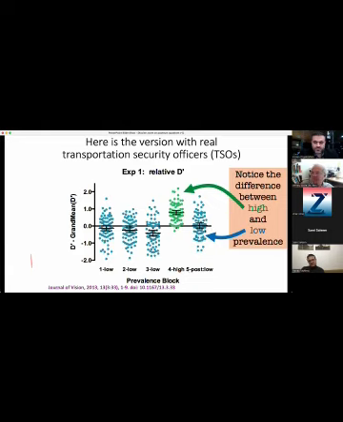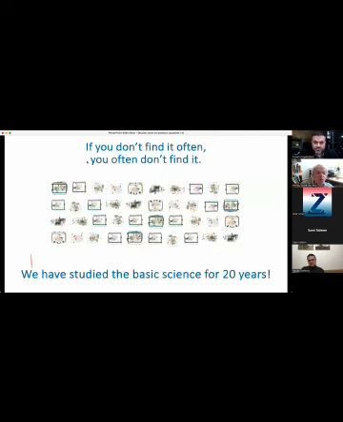And I can tell you that the basic pattern is the same. At low prevalence, you just miss more stuff. The one-liner version of this is that if you don't find it often, you often don't find it. And this is a finding that other people have picked up on, and it's shown up all over the place.